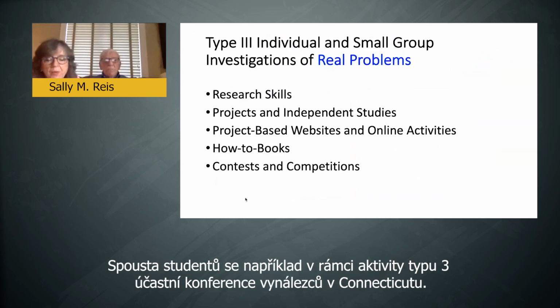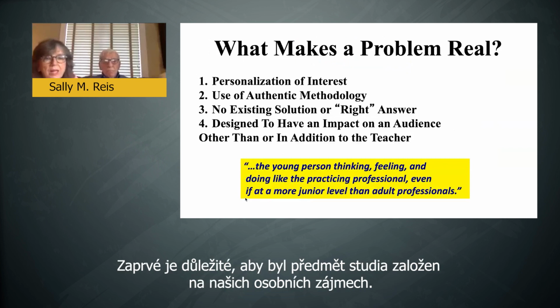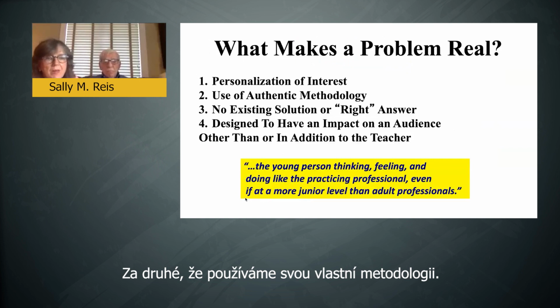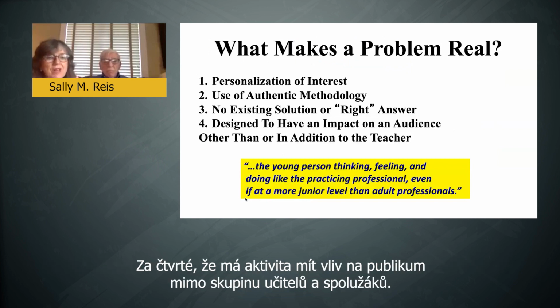Many students, for example, do an invention convention in Connecticut for their type 3. Type 3s are based on 4 components of what makes a problem real. 1, that whatever you're studying is of personal interest to you. 2, that you use authentic methodology. 3, that we understand there's not one right answer to what we're studying. 4, and last, that this is designed to have an impact on an audience other than one's classmates and teachers.